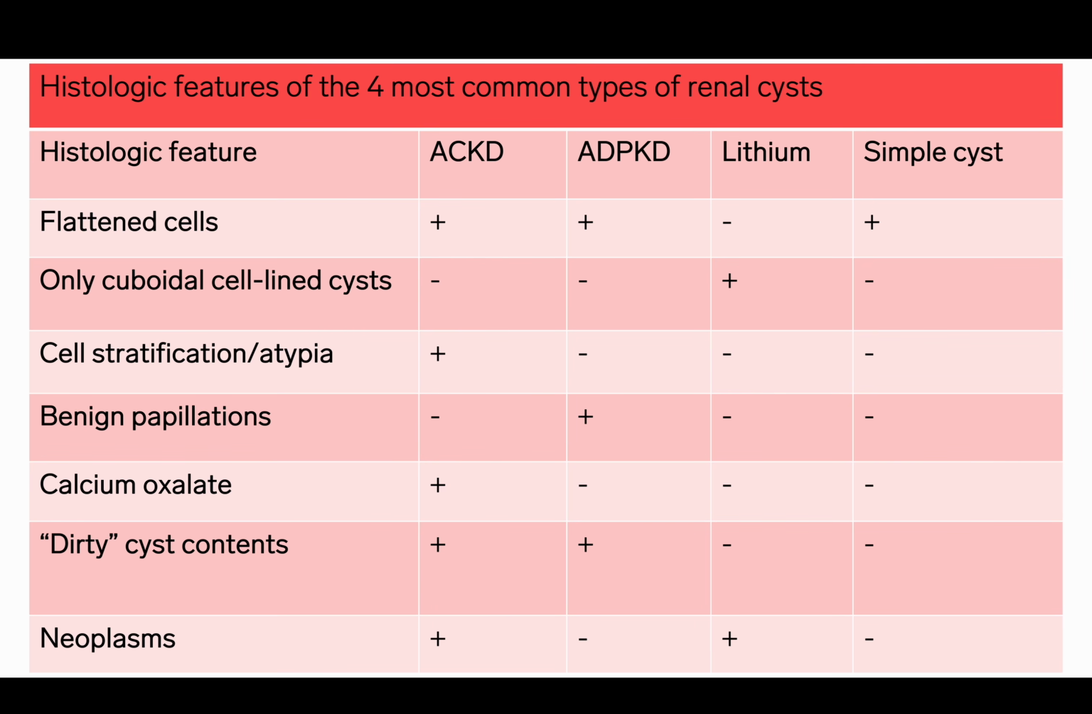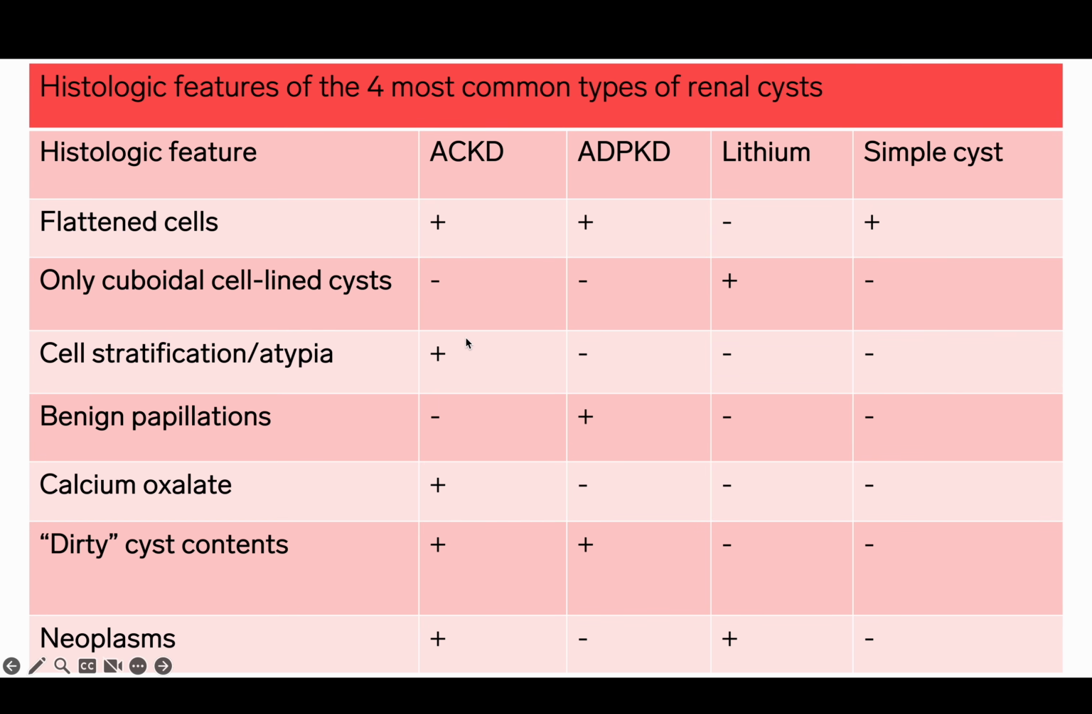Now, this table compares and contrasts a number of cystic kidney diseases, three that I've discussed today, as well as autosomal dominant PKD. And I'll just point out a few highlights. First, the cysts in lithium nephropathy are very distinctive, lined by the low cuboidal collecting duct epithelium, whereas most of the cysts in the other three conditions are lined by attenuated flattened cells.